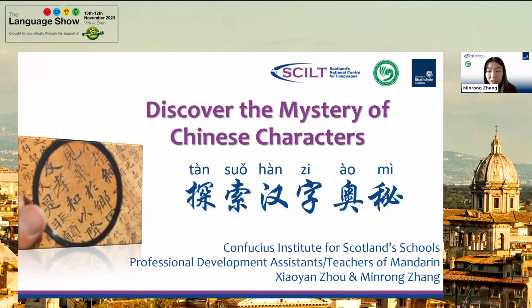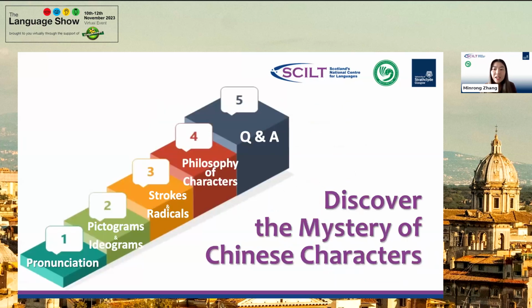Chinese characters, also known as Hanzi, is one of the oldest known written languages, with approximately 5,000 years of history. In today's session, I'll start with introducing the pronunciation of characters, pictograms, and ideograms. Xiaoyan will be introducing strokes, radicals and the philosophy of characters. We'll also have a Q&A at the end. During the session, if you have any questions, you can pop them in the chat to let us know. We'll be very delighted to discuss any questions you might have.